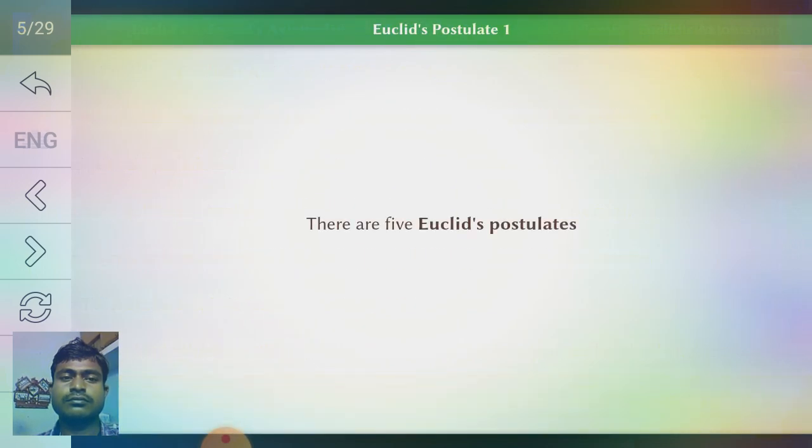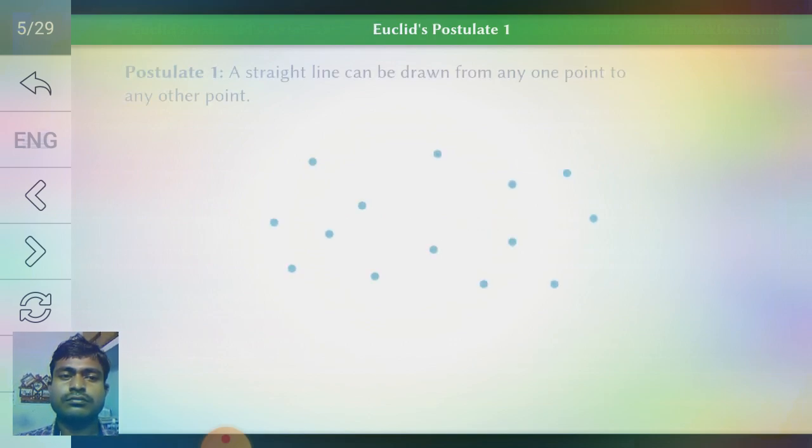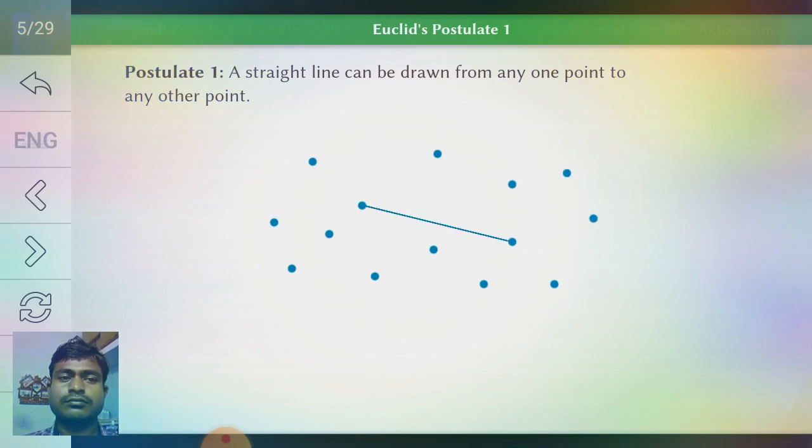There are 5 Euclid's postulates, which are like axioms but specific to geometry. Let's learn about them one by one. Postulate 1. A straight line can be drawn from any one point to any other point.